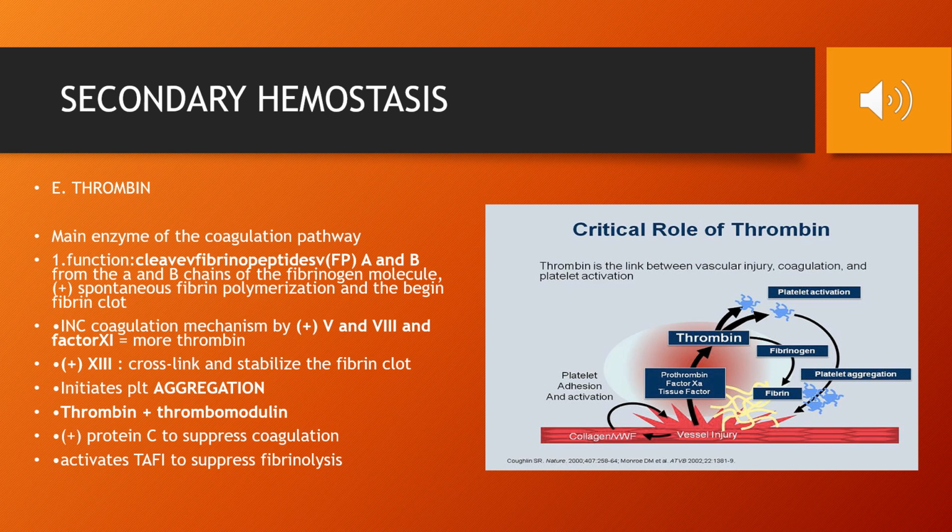In addition, thrombin amplifies the coagulation mechanism by activating cofactors 5 and 8, and factor 11, by a positive feedback mechanism. Thrombin can also activate factor 13, which then forms covalent bonds between the domains of the fibrin polymer to cross-link and stabilize the fibrin clot.